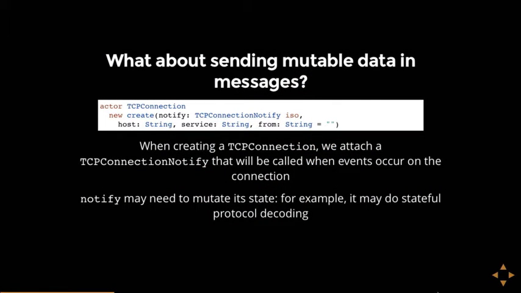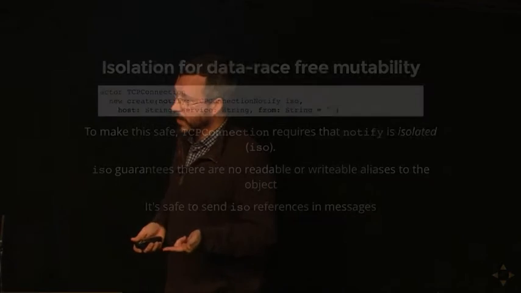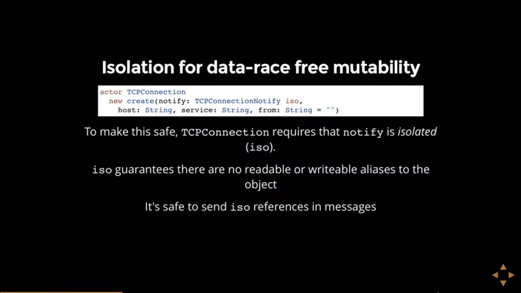So here's an example. These are examples from the standard library mostly. This is a TCP connection, and a TCP connection needs a notifier. That may actually contain mutable state because you're doing stateful protocol decoding, for example. So we need to be able to pass in something that's isolated. It needs to be mutable, but we need to be certain that no other actor is going to be able to read from it or write to it, or else it wouldn't be safe for us to write to it. So that's good. Isolation for data race free mutability, straightforward. We can send it in a message because of the guarantee that there are no other aliases to this that allow reading and writing. And aliasing is the real key behind reference capabilities.